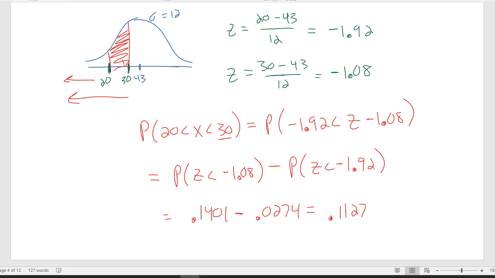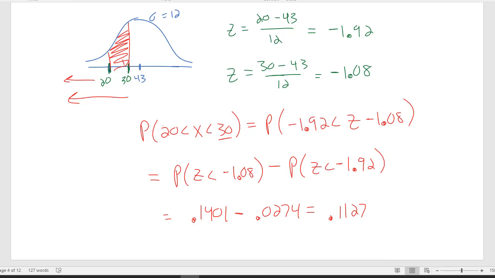So again, pausing the video real quick, I looked both of those up in my z table. I got 0.1401 minus 0.0274, giving me 0.1127. Now remember, this is the probability that I fall in that range. And we also are interpreting that as out of my entire data set, 11.27% of my data falls in that range.